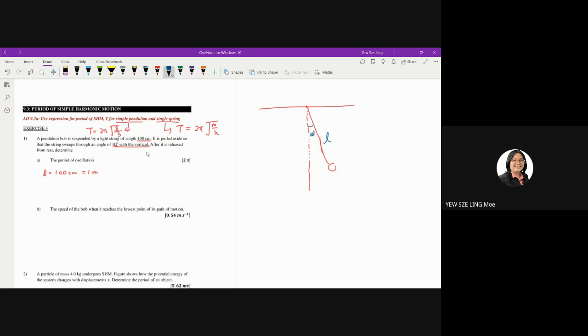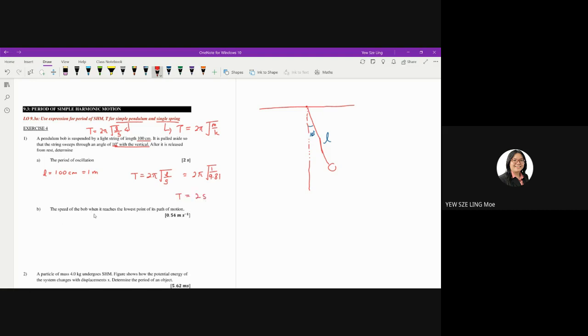And then the question tells you after it is released from rest, determine the period of oscillation. So to determine the period of oscillation, straight away you can apply the equation. Now you have a pendulum bob, so it is a simple pendulum case. Therefore, T equals 2 pi square root L over G, because you're looking at a pendulum. So it is then equals 2 pi square root 1 over 9.81. So T equals 2 seconds.